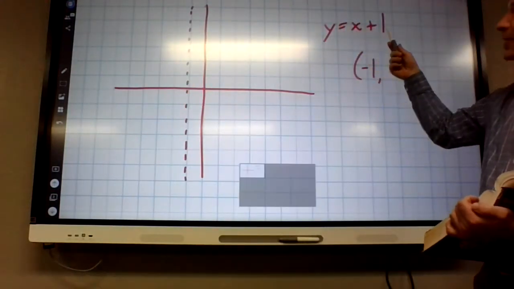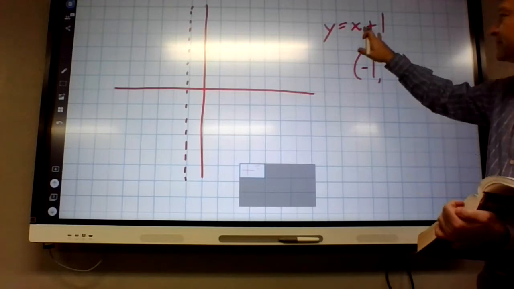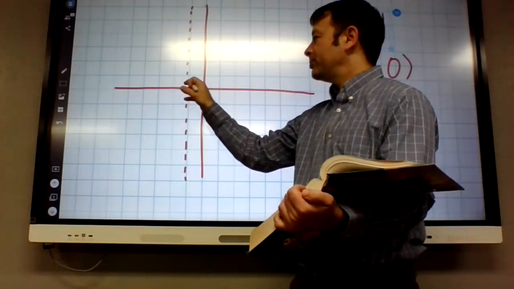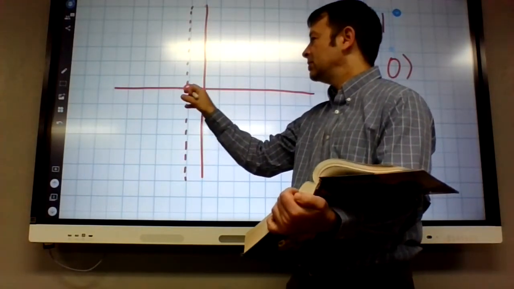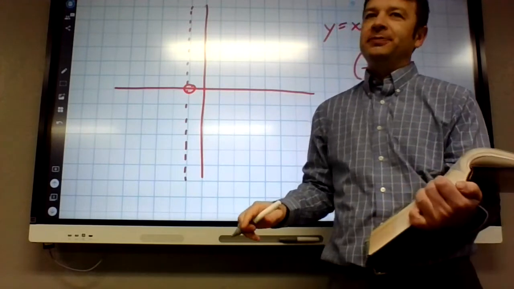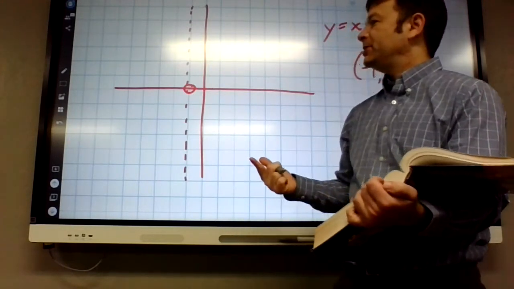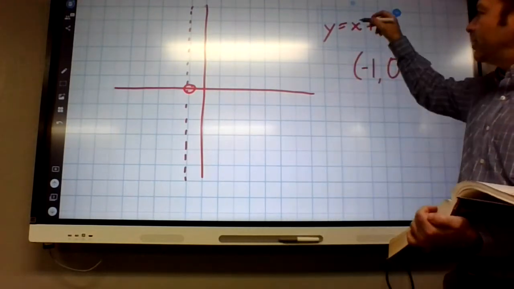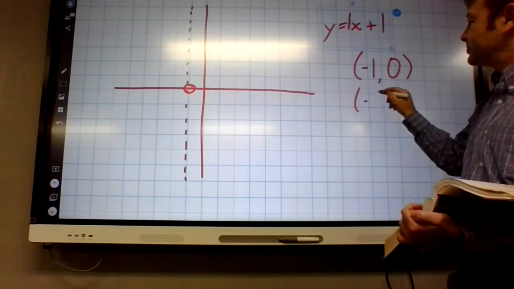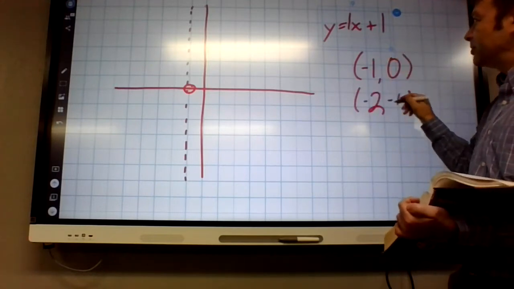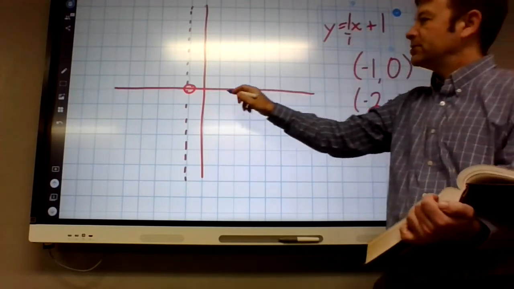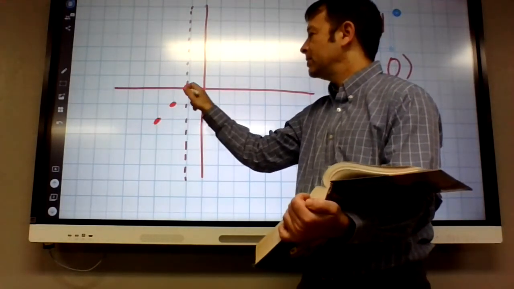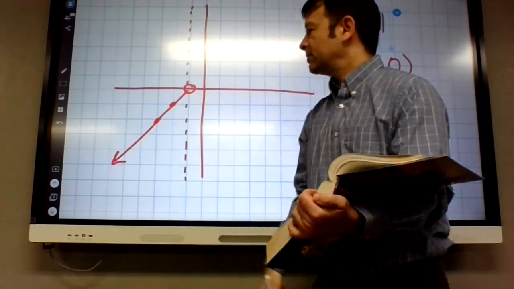If I plug in -1 for x, what do I get for y? -1 plus 1. So there's a point of -1, 0. But what am I going to put right there? Why did I put an open circle? Because it's not supposed to equal anything at -1. So that's like the starting point. Or, well, okay, I could plug in x equals -2 and you get -1. Or I can use the slope is up 1 over 1 or down 1 back 1. Anyway, looks like that. It goes forever.